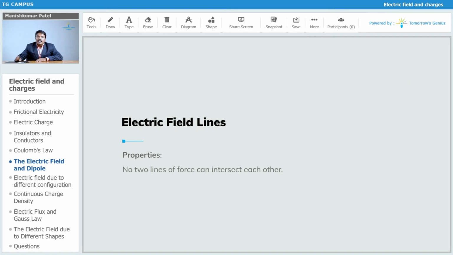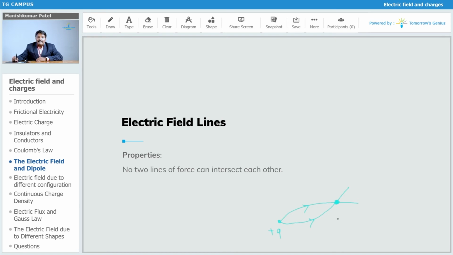Again, two electric field lines are never going to intersect with each other. For example, let this be q, from where I am showing these two lines of force. Why is it not possible for the two lines to intersect? To prove it, I assume that they are going to intersect. I just show their path. Now this is the point of intersection.